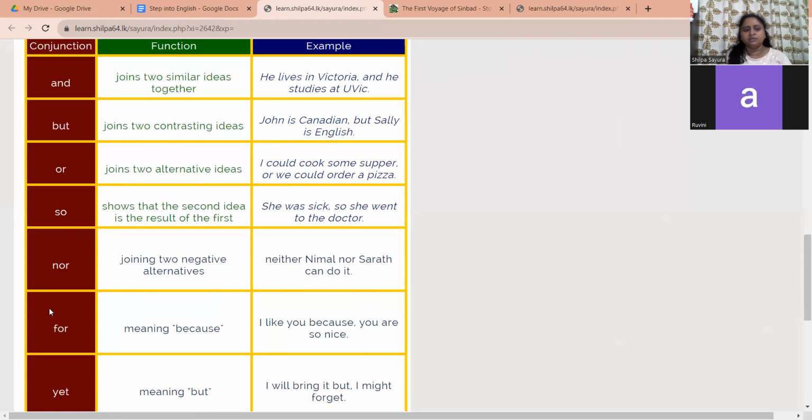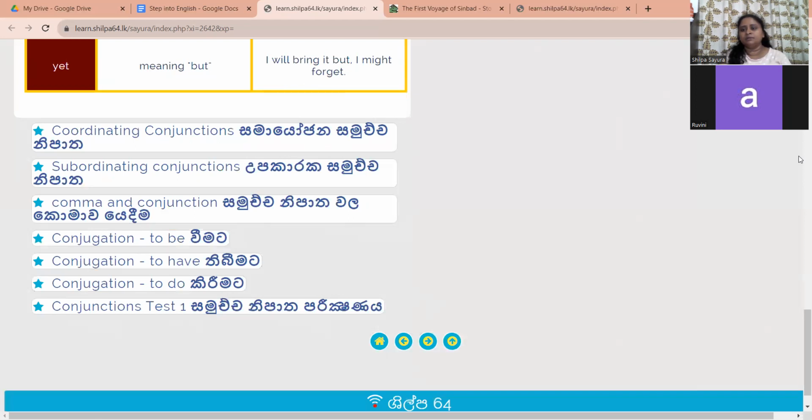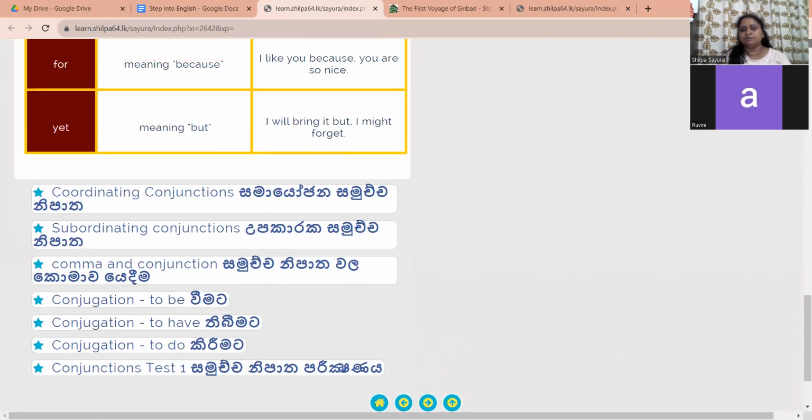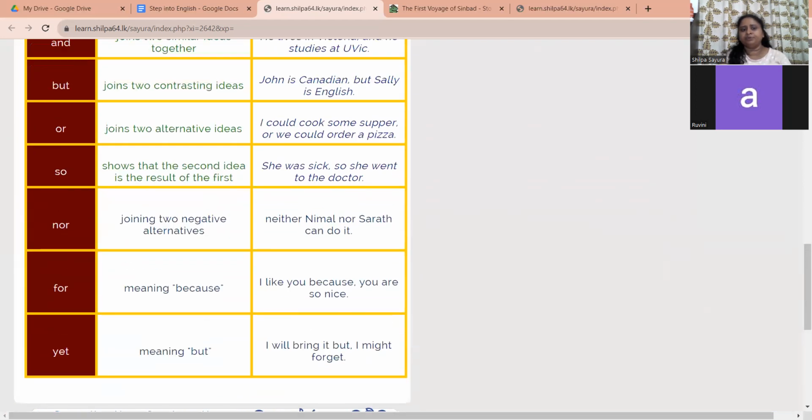The next one is "for". It stands for the meaning "because". I like you, for you are so nice. Right? So the reason, when you give the reason, you join that with "for". So it is different from "so" here. You cannot say, I like you, so you are nice. Right? So see the difference.